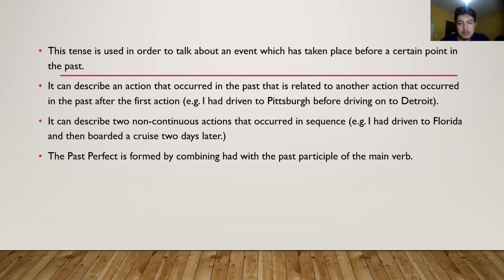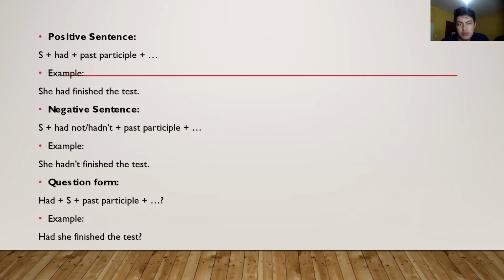Or another example: I had walked to the center before I walked to the school. And also, this can describe two non-continuous actions that occur in sequence. For example, I had driven to Florida and boarded a cruise 2 days later. The past perfect is formed by combining had with the past participle of the main verb.